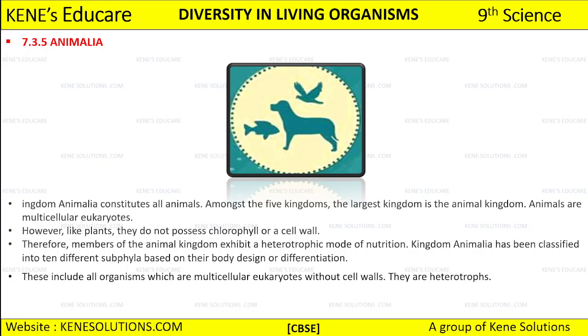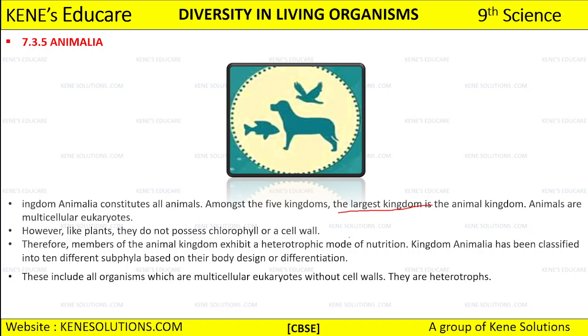Okay, all the animals come under kingdom Animalia, and among the 5 kingdoms that we have, the largest kingdom is kingdom Animalia. Now you have to take a note of it. Which is the largest kingdom that we have? The largest kingdom is kingdom Animalia, because animals are multicellular eukaryotes.